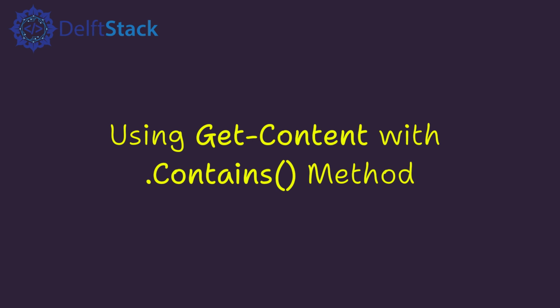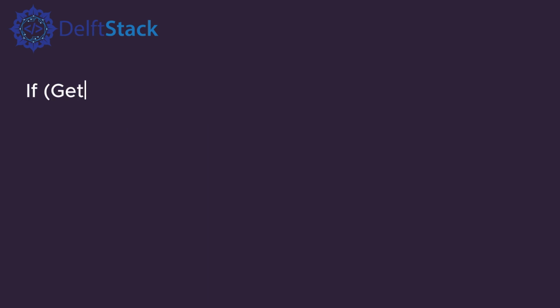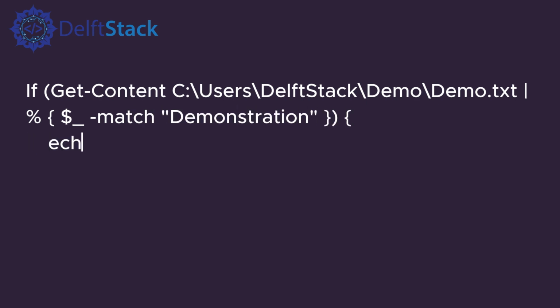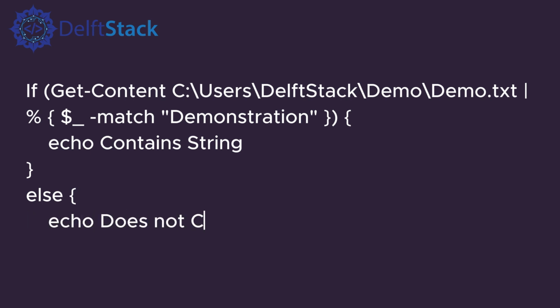Alternatively, you can read the file line by line and check each line for the presence of the string. This approach processes each line individually, setting a flag if the string is found.